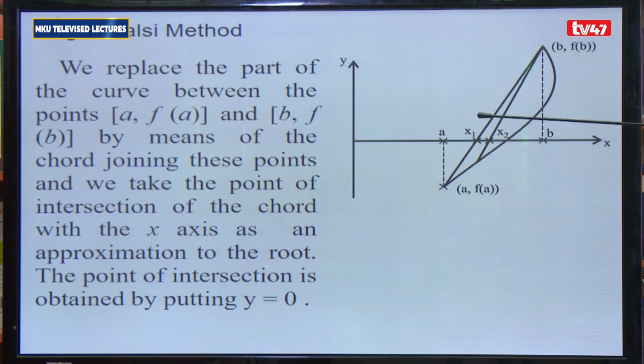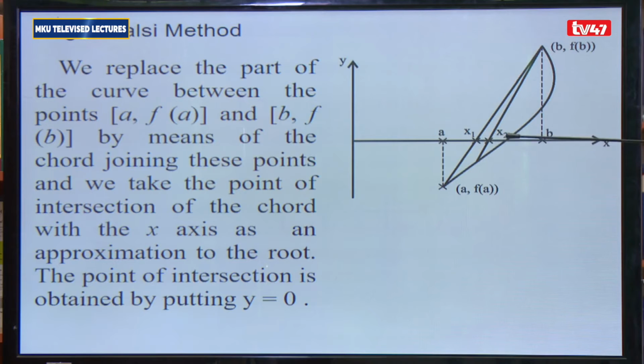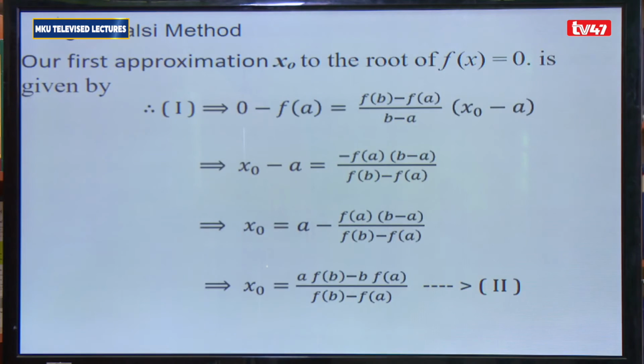Successive iterations will be such that this chord or line will tend to the root, and we can easily say that the root is likely to be at that point. So our first approximation is obtained as follows. The equation of the line that joins the two coordinates (A, f(A)) and (B, f(B)) can be obtained as follows. Let me show you that.